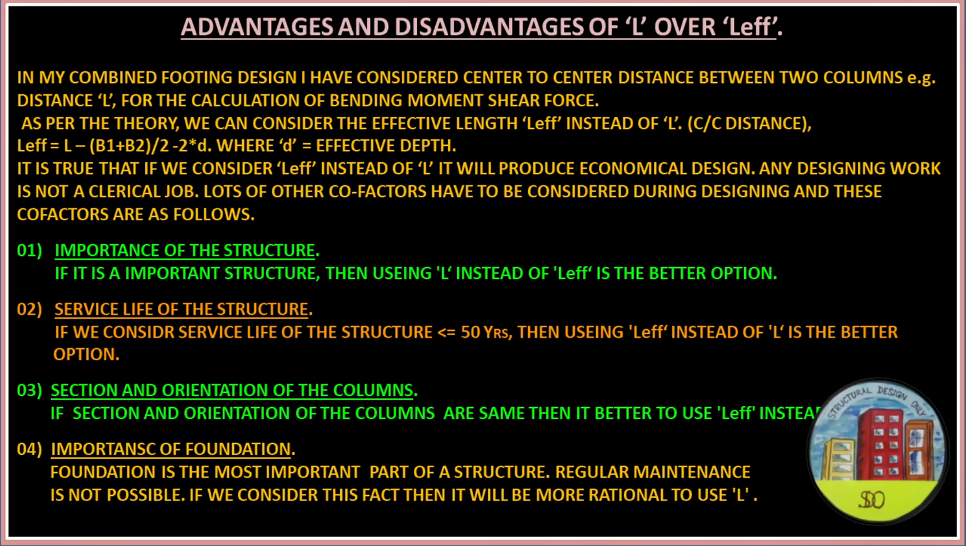In my combined footing design, I have considered center to center distance between two columns, that is distance L, for the calculation of bending moment and shear force. As per the theory, we can consider the effective length LEF instead of L, where L is equal to center distance. L effective is equal to L minus (B1 plus B2) divided by 2 minus 2D, where D is equal to effective depth. It is true, if we consider effective length instead of center to center distance between two columns, it will produce a more economical design.